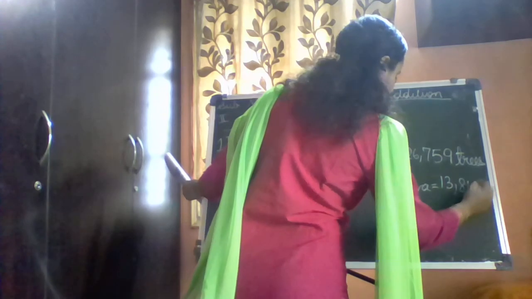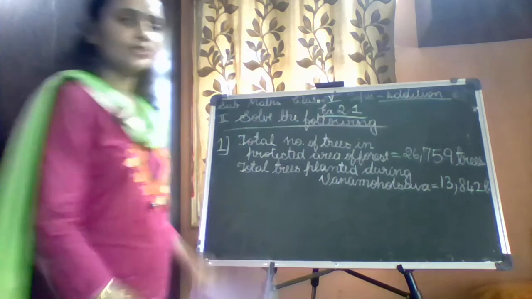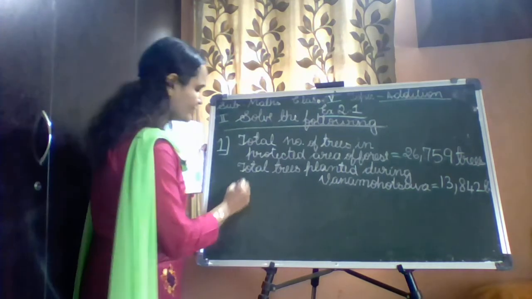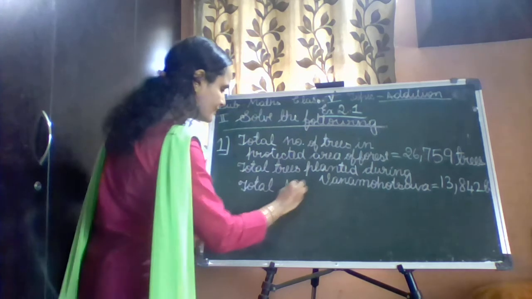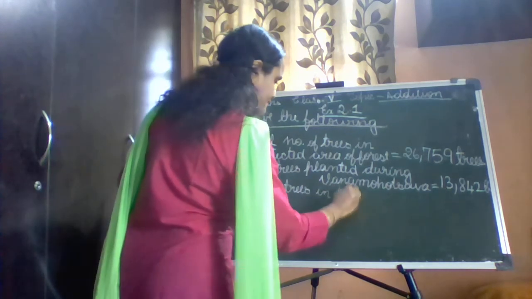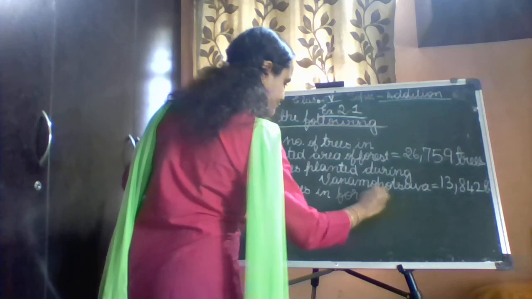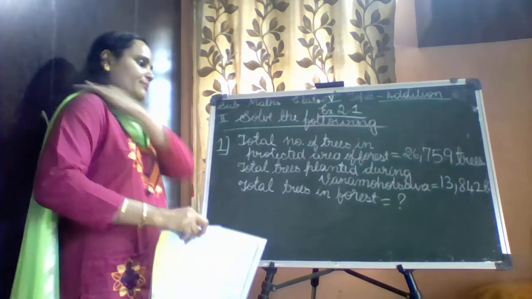So they have planted 13,842 trees. Right? So now what they are asking us to find is the total trees in the forest, equal to how much? Okay, so this is a summary of your question. Now we'll do the actual equation.